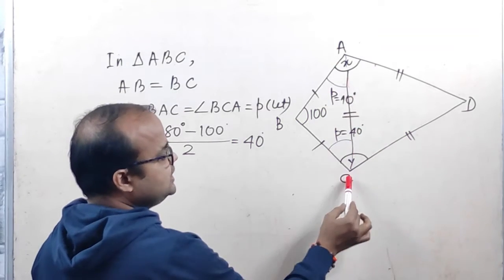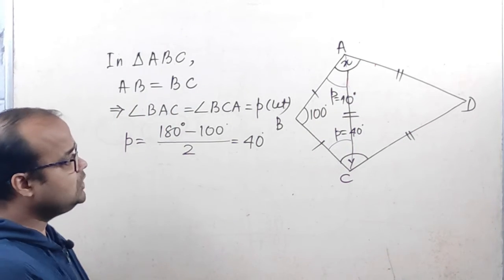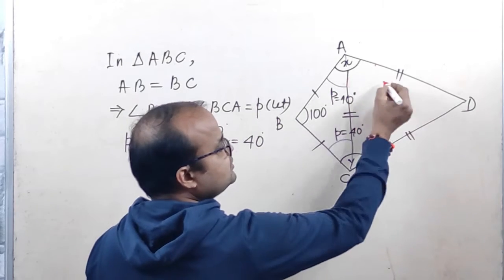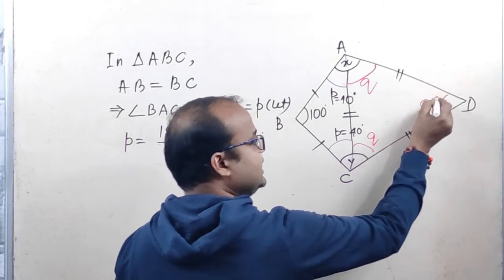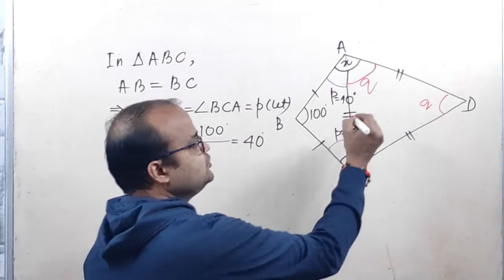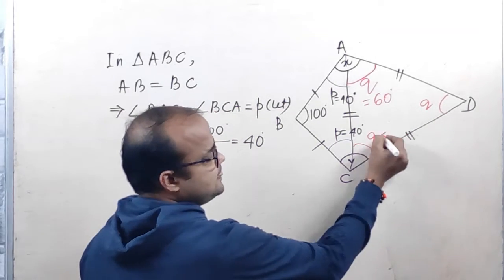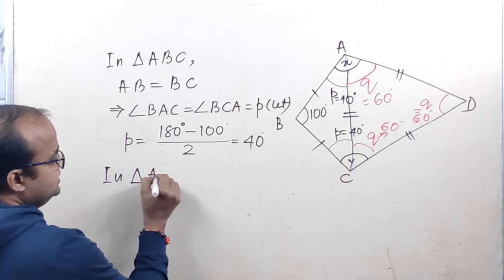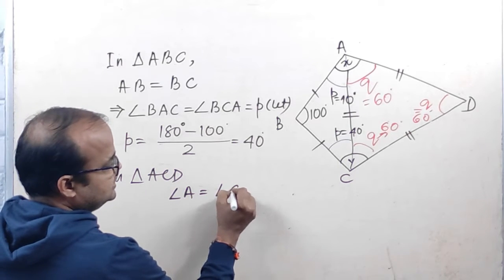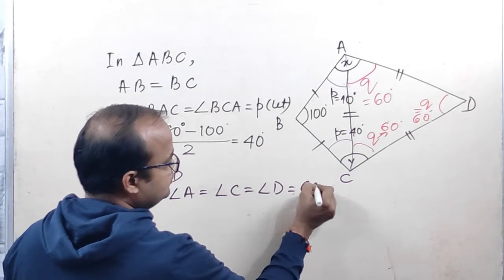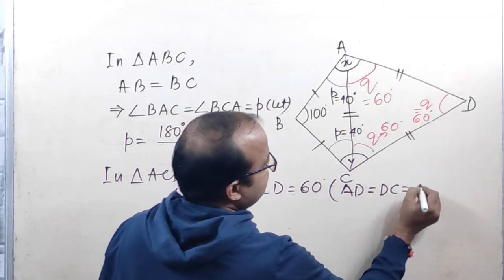Now in triangle ACD, all the three sides are given as equal. So it is an equilateral triangle, and in an equilateral triangle all the angles are equal and equal to 60 degree. So if we consider this as Q, the value of Q equals 60. In triangle ACD, angle A equals angle C equals angle D equals 60, since AD equals DC equals AC.